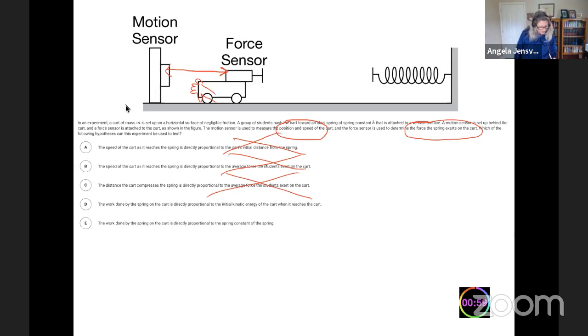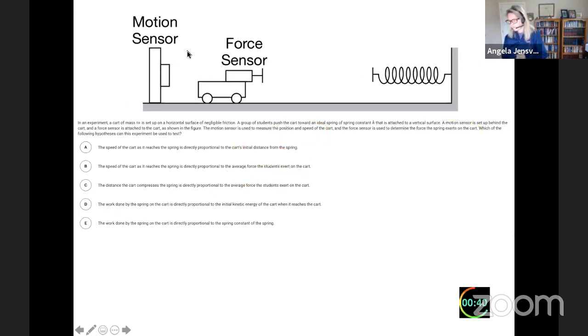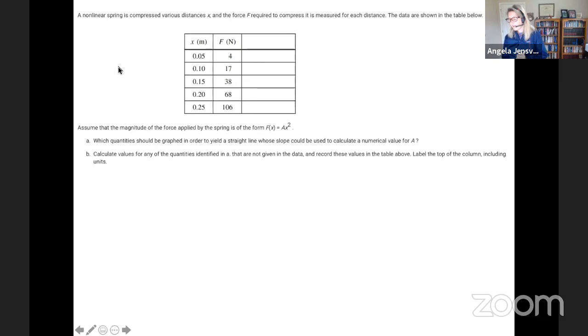The work done, we can get the work done by the spring because we can measure with the motion sensor, we can measure the displacement of the cart once it hits the spring. Initial kinetic energy, the motion sensor will also measure speed. So the answer is D. I hope that's what you chose. Okay, another experimental question.